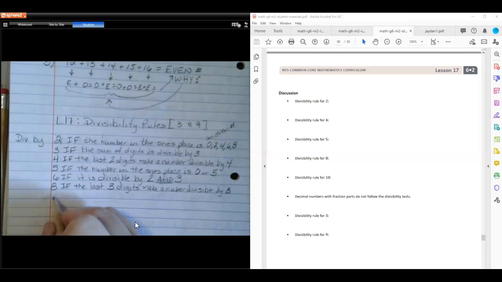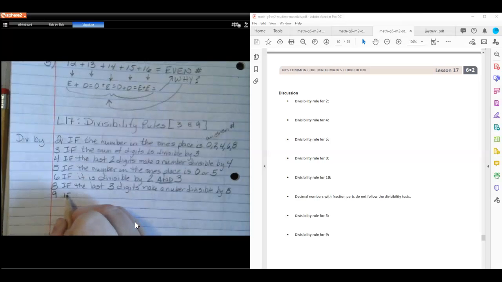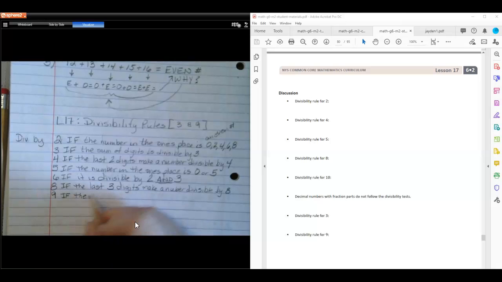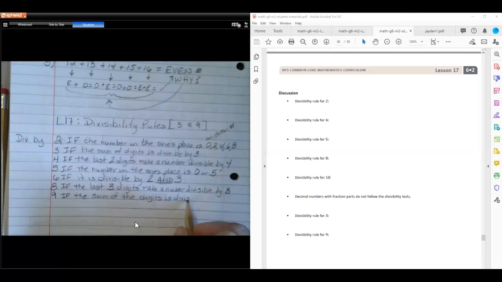I'm going to add in the 9 here. It's divisible by 9 if the sum of the digits is divisible by 9.